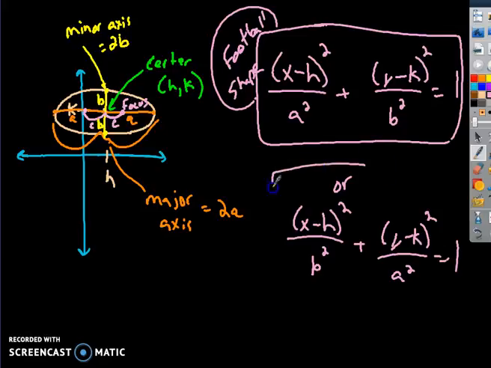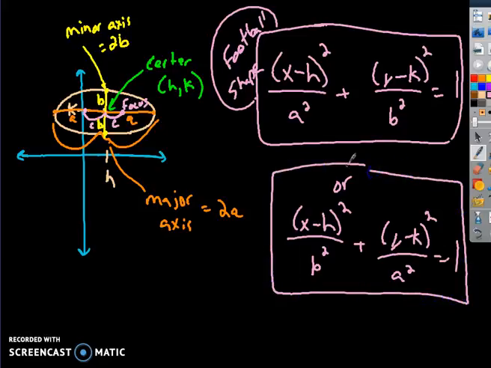If it looks like this, egg-shaped, this means that the longer segment is going up and down, so it's more like this graph. Or it might be shifted from the origin elsewhere, but it's going to be an egg-shaped ellipse. And that's the difference between the two.